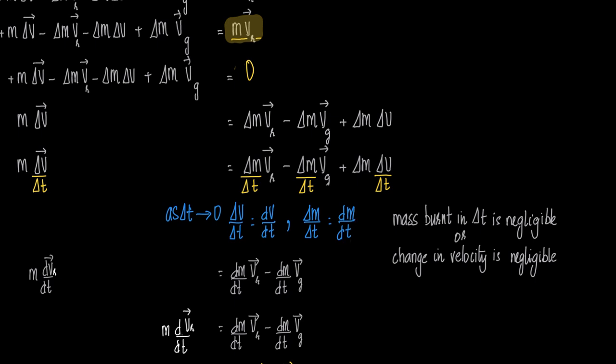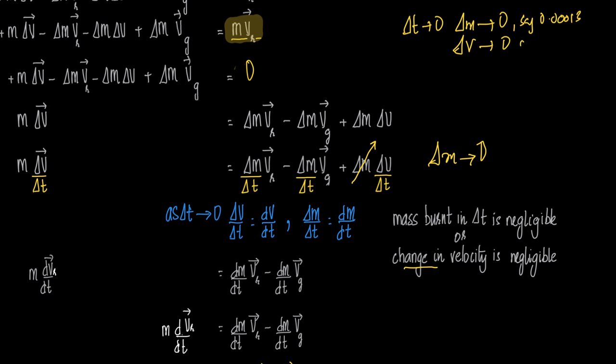Now, what we also need to understand is, as the time delta t is negligible, the mass burnt in that time is negligible, so we can say that delta m would be equal to 0, or will tend to 0. Or we can also say that the change in velocity in this time delta t is also equal to 0. In other words, as delta t tends to 0, delta m also tends to 0, and delta v also tends to 0.